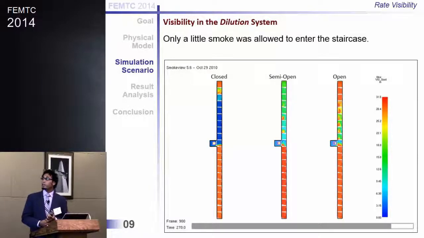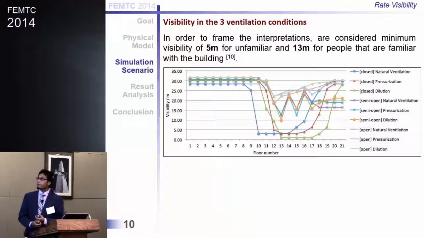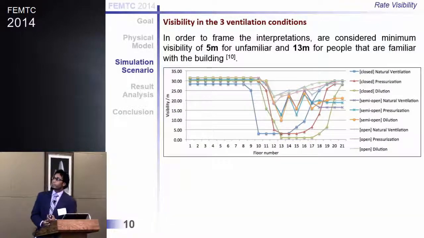The visibility in the dilution system, I think, is better. We can see in the next graphic, because sometimes if we just analyze the color, we think the visibility is not good. But if we see the value in that bar, we can see that this value will be better than the other ventilation systems.